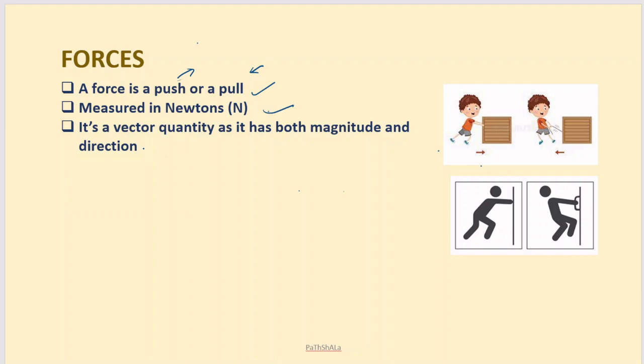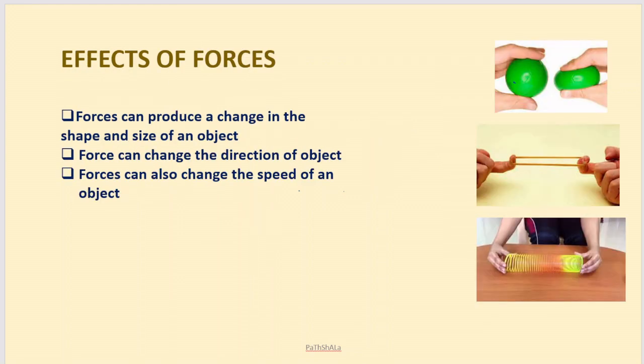It's a vector quantity. What are vector quantities? Quantities which have both magnitude and direction. So let's say this boy is pushing the box with a force of 10 newtons towards the right. So 10 is the magnitude and towards the right is the direction, right? So it's a vector quantity.